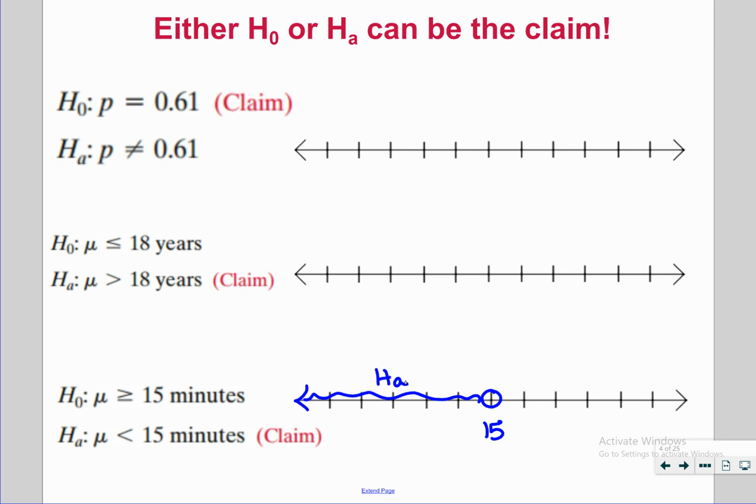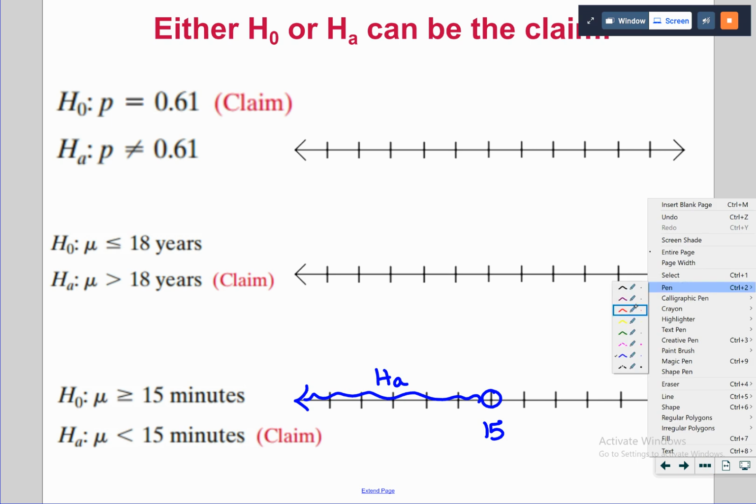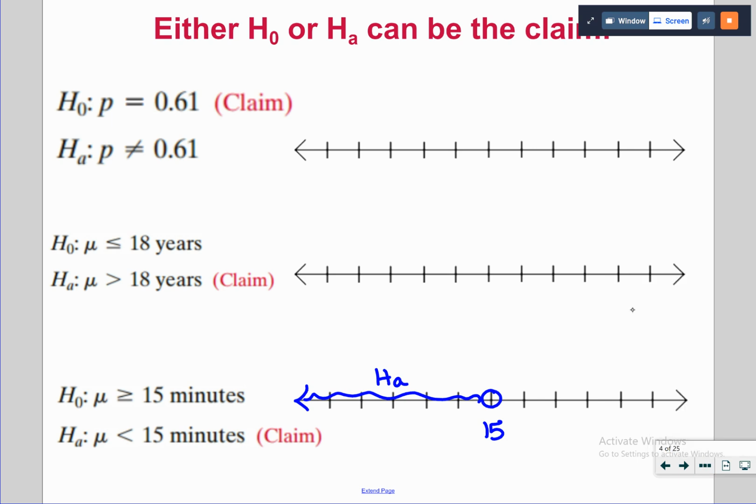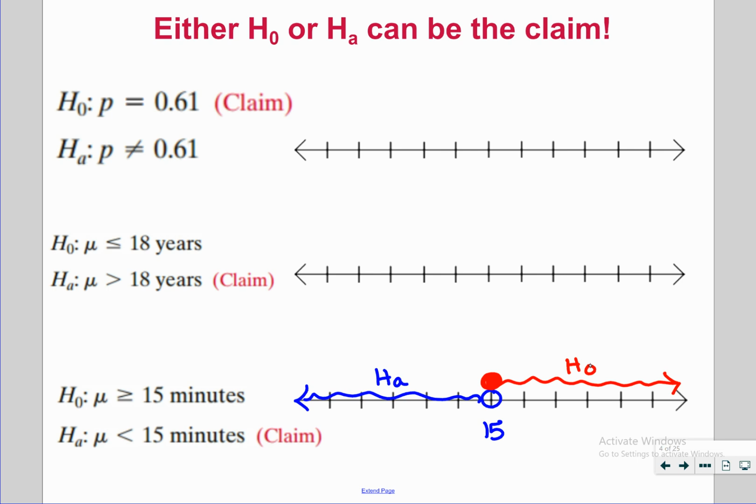Then the null hypothesis in this example is that the mean is greater than or equal to 15 minutes. I'll graph this one right above it. This would be a closed circle at 15, and then we would shade to the right. We call them complements of one another because between the two shading intervals, we've covered our whole number line. We've covered all possibilities. You can see everything's included in that number line.